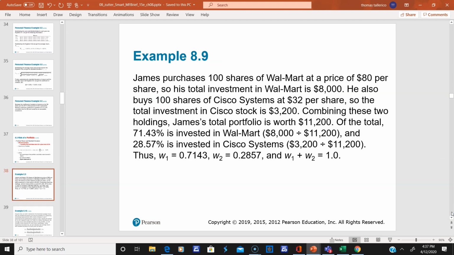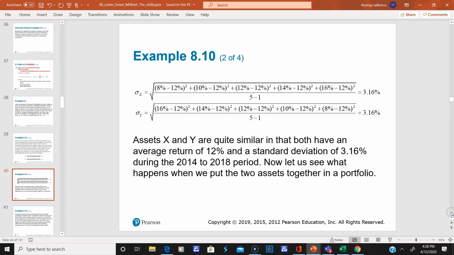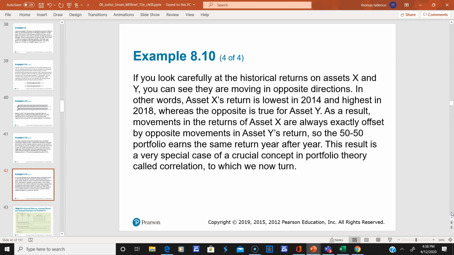All right. So here's another example. So we got a bunch of examples here. So please go over these carefully. They're in your book. If you have any questions, bug me. All right.